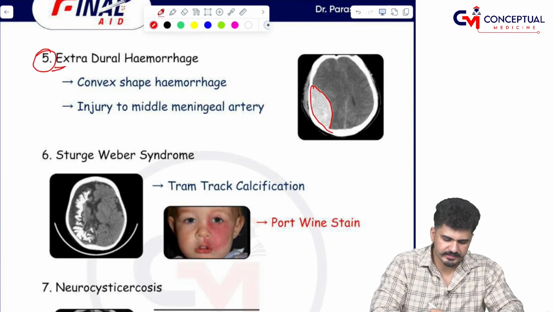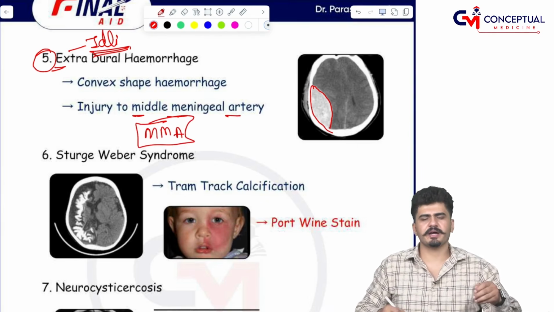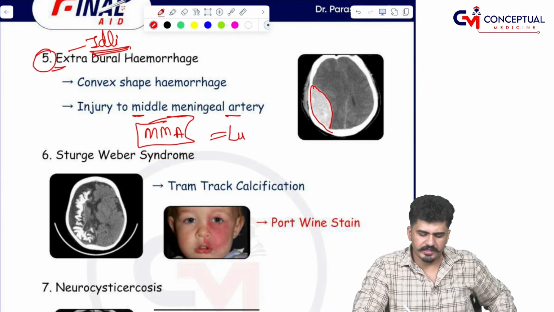Plano-convex. E for extra, E is like an idli. Who makes good idli? Mamma, MMA. Mamma makes very good idli, that is middle meningeal artery. You are going to see the lucid interval.